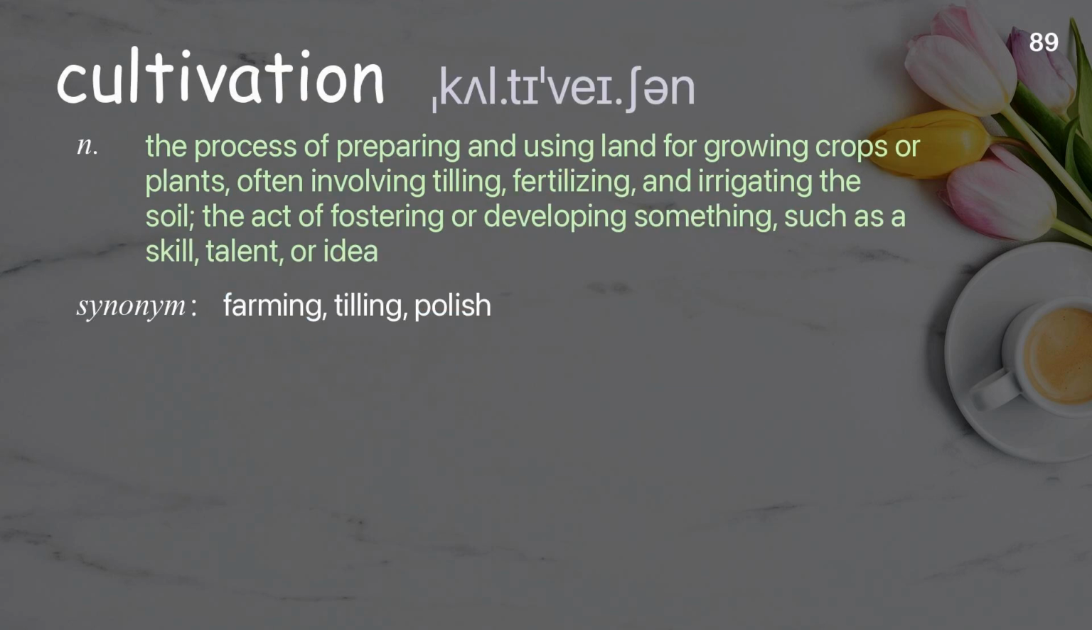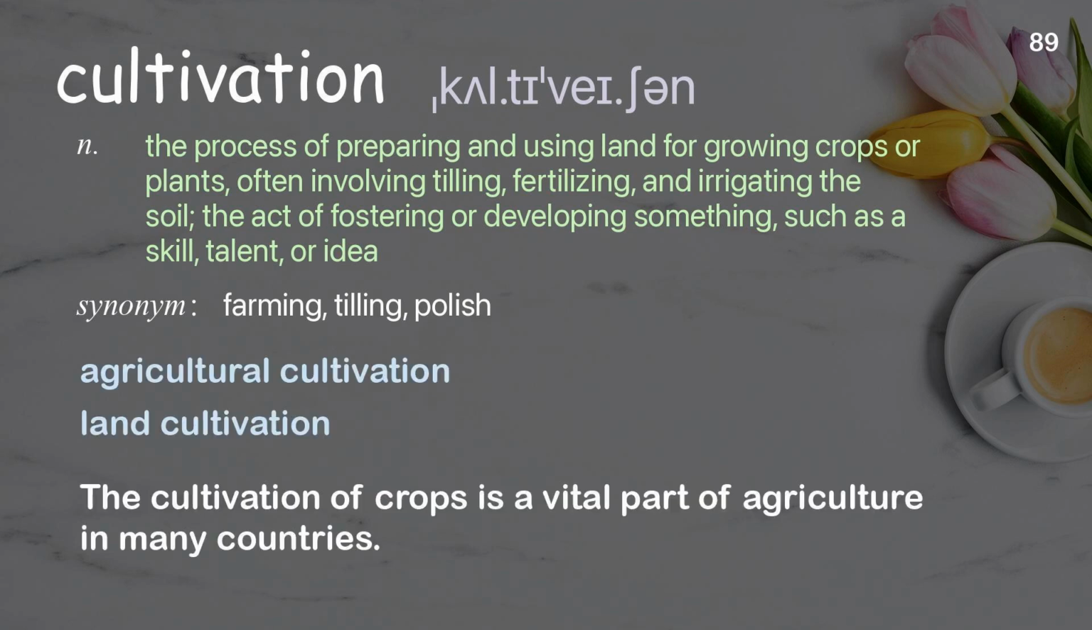Cultivation: the process of preparing and using land for growing crops or plants, often involving tilling, fertilizing, and irrigating the soil; the act of fostering or developing something, such as a skill, talent, or idea. Examples: Agricultural cultivation, land cultivation. The cultivation of crops is a vital part of agriculture in many countries.